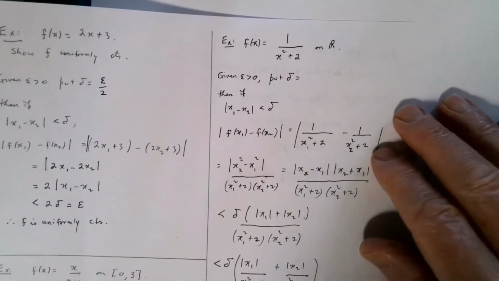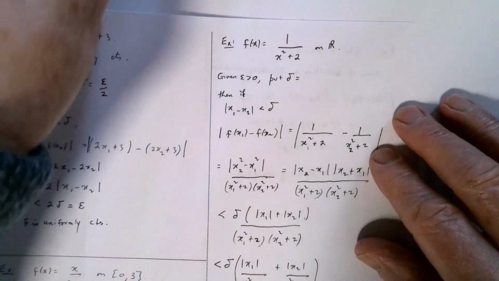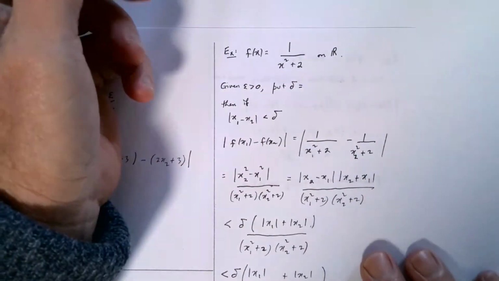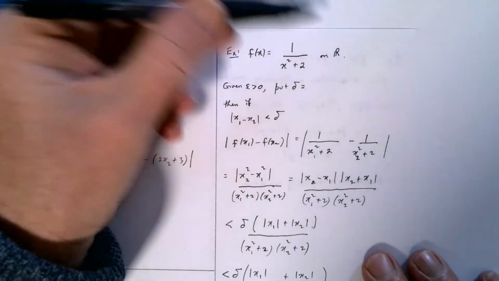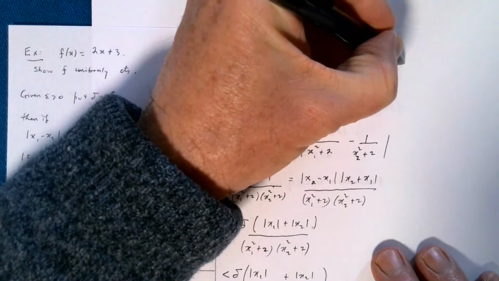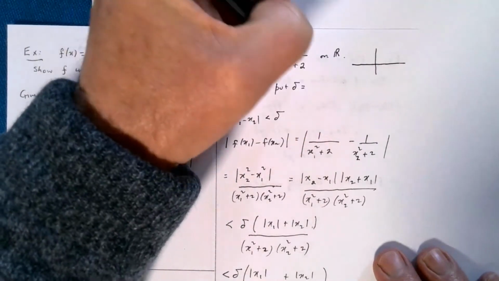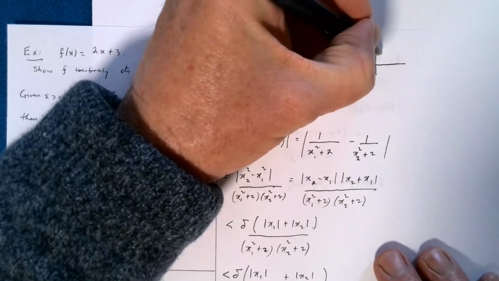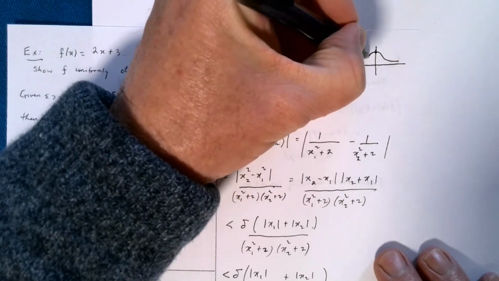So I'll go through this one. It's quite a hard example. Let's see if you can follow through the details. So we're looking at f of x as 1 on x squared plus 2, and this is on the real line. So the graph of this looks something like this. It's at a half when x is 0, and as x gets bigger, it's doing this.